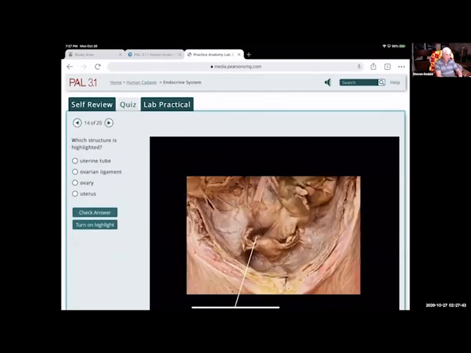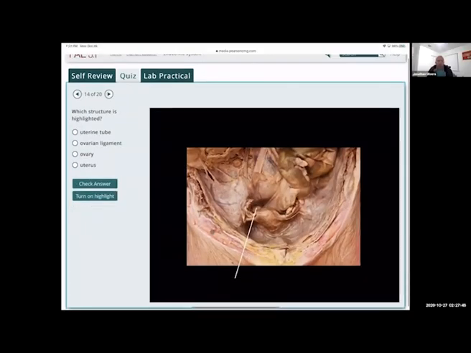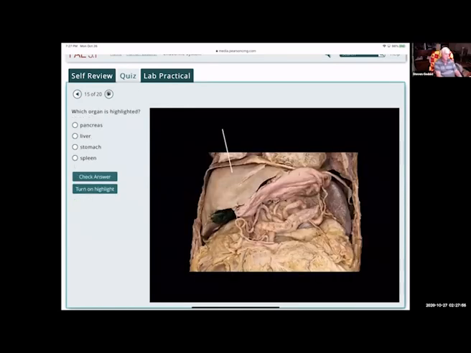And that's pointing to what? Ovary. That points to the ovary. And what's that one? Liver. That's the liver.